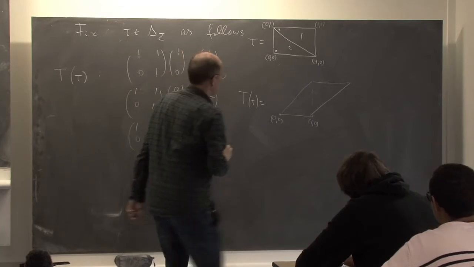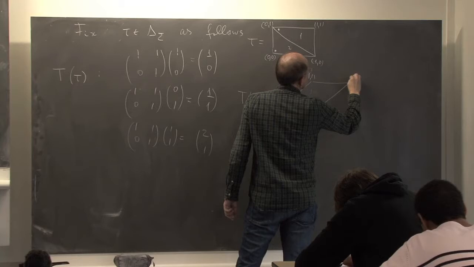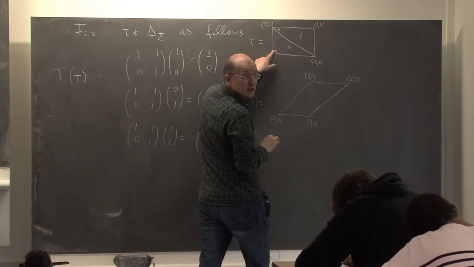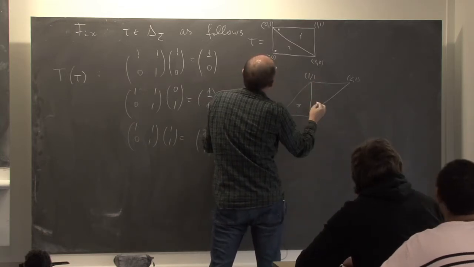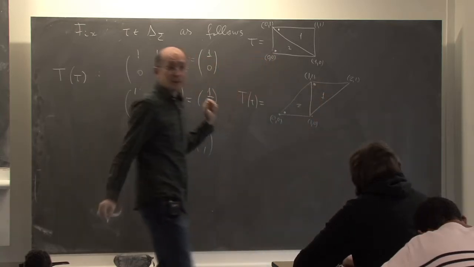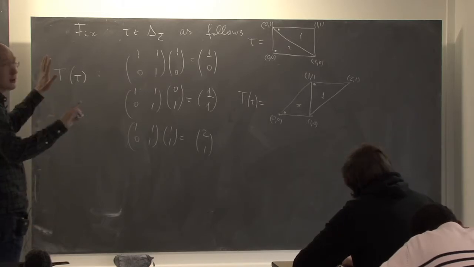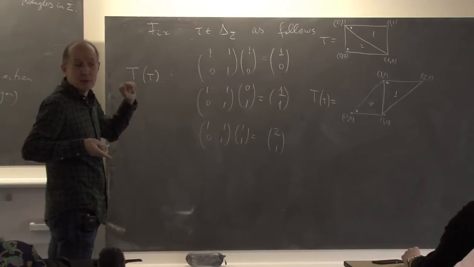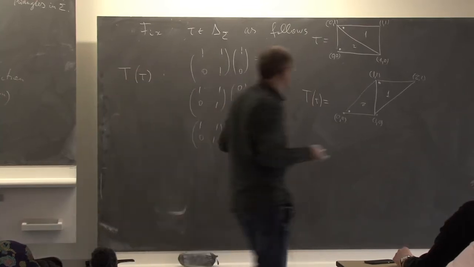Like this. So this is 1, 1, 2, 1. And we keep the decoration intact, so just like this. But remember that we are in the R2 mod integer lattice. So we can choose any fundamental domain we want.